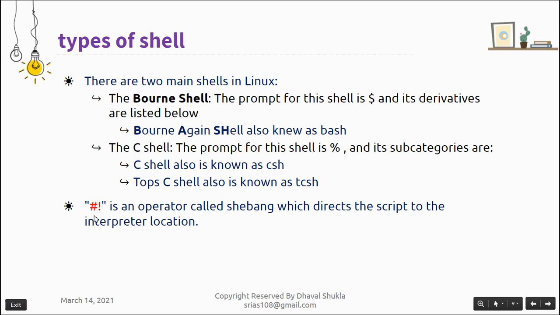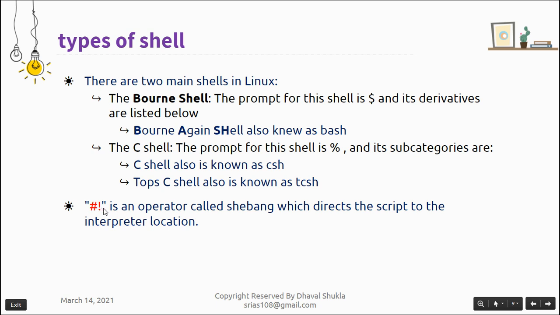Now, dollar hash. This is the syntax actually. This operator is also called the shebang operator, which directs the script to the interpreter location. This needs to be captured at the first line of the script. Based on that, the script will check the syntax and the set of commands in context to the interpreter location. That we'll see in one example.